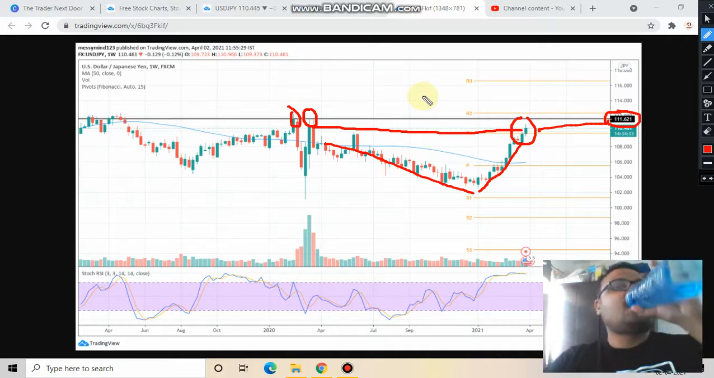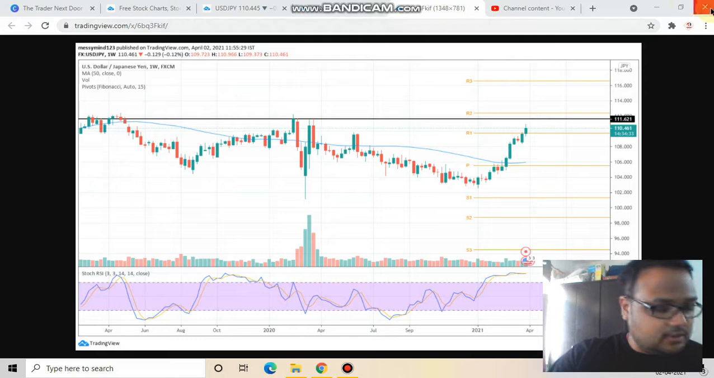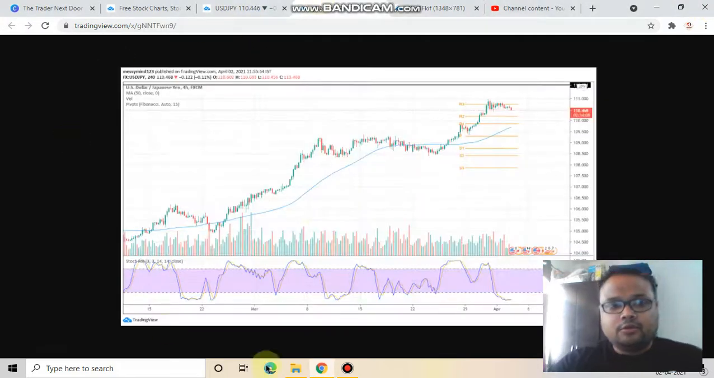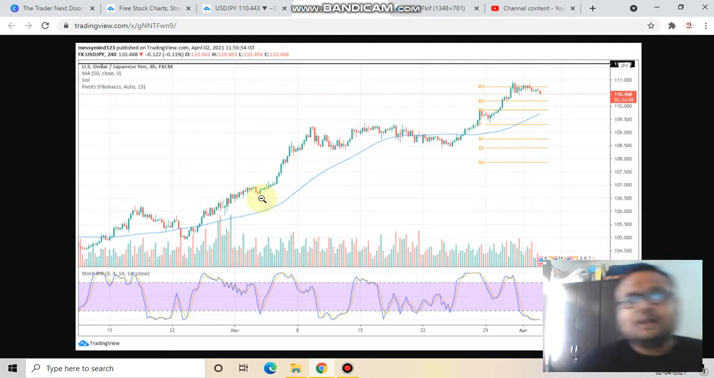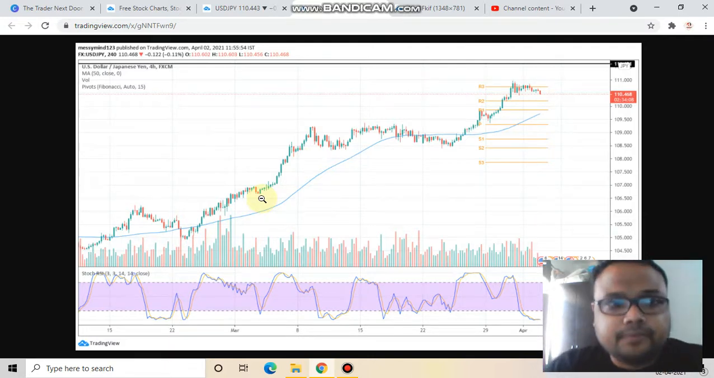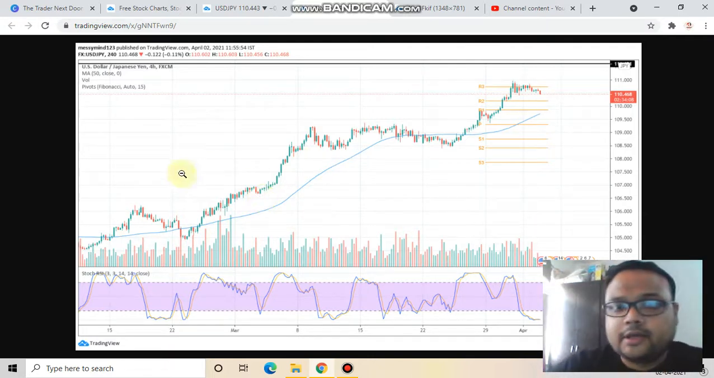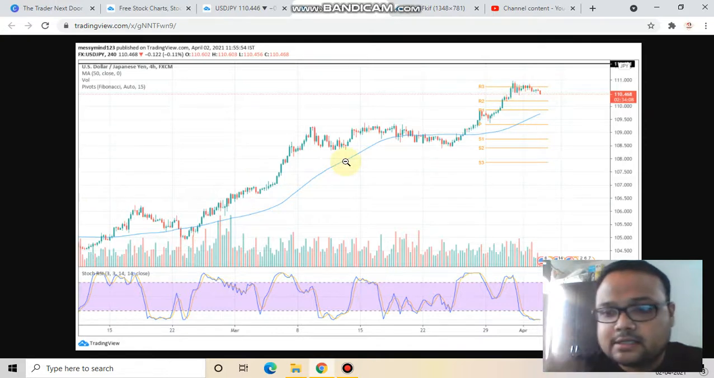So this is the weekly time frame. Now let me take you to the overall trend of the market. Overall trend of the market, there is no doubt that USD JPY is in a beautiful uptrend. Okay, this is the overall trend and we can see that market is in nice uptrend.